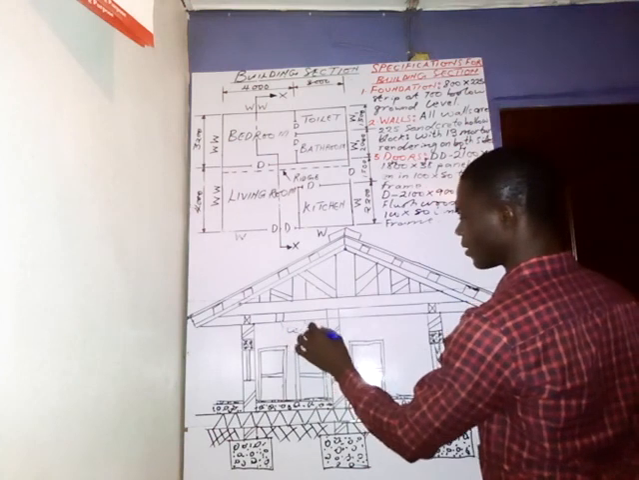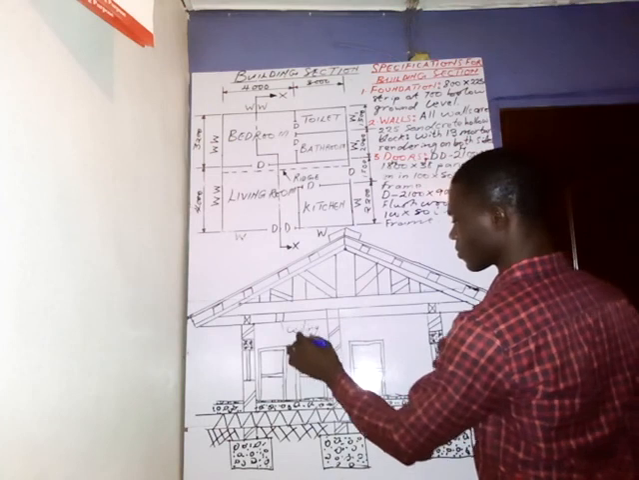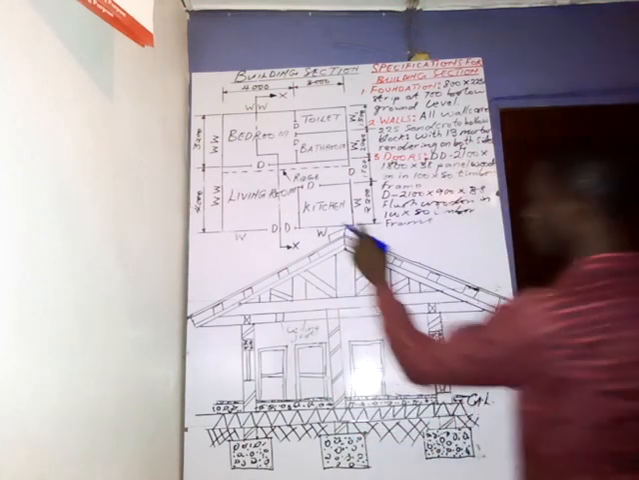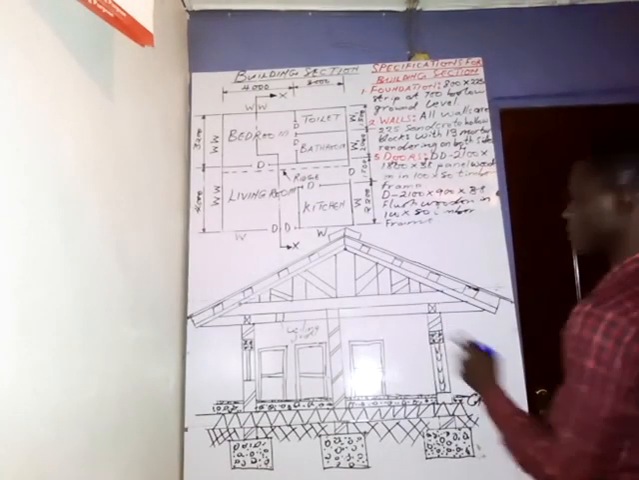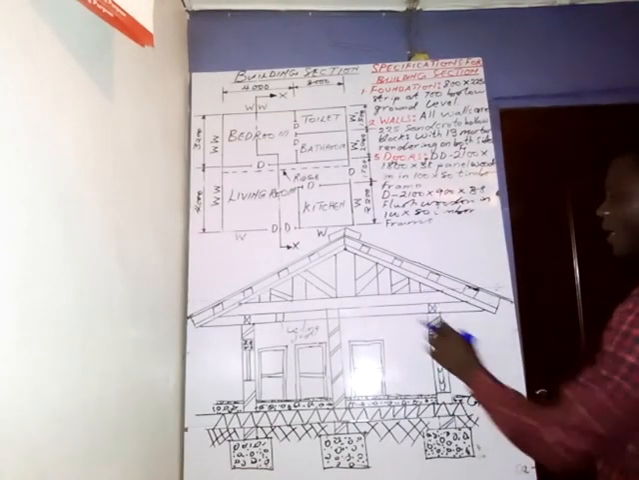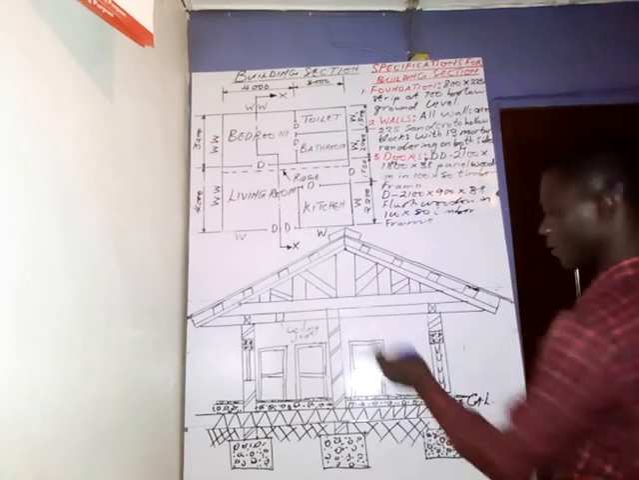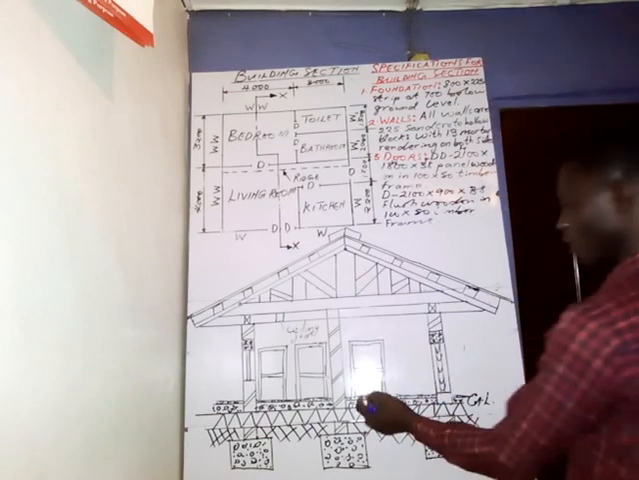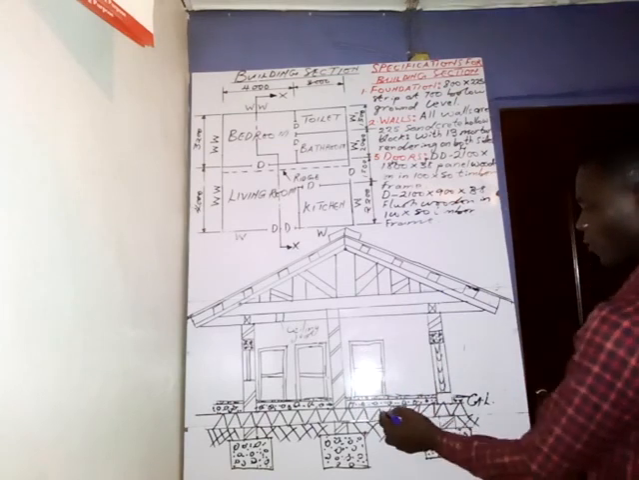You need to label. This is a ceiling joist, and this is the ridge cap. We have the purlin, the iron sheet, and this one is a rafter. This is a tie beam. We have the wall plate. These are the doors. We have the lintel, the mortar screed, the concrete slab, and the hardcore.